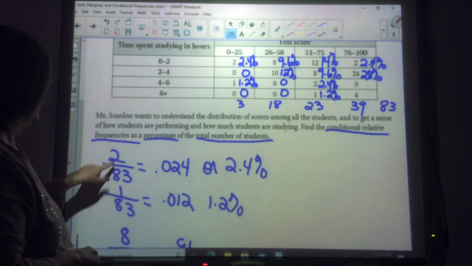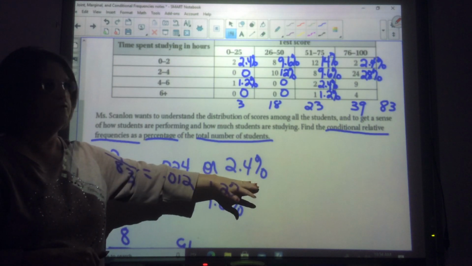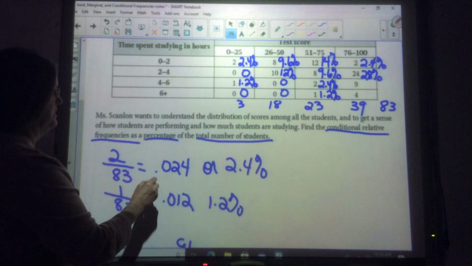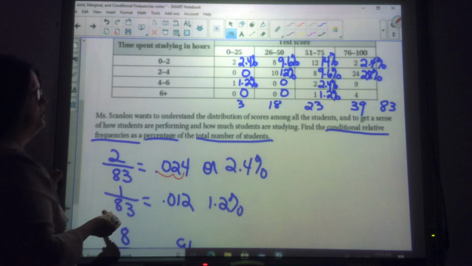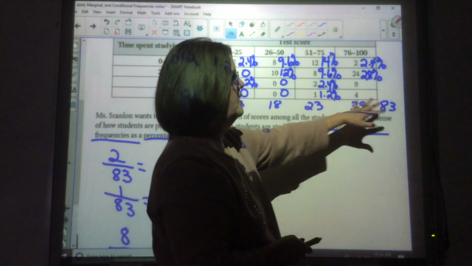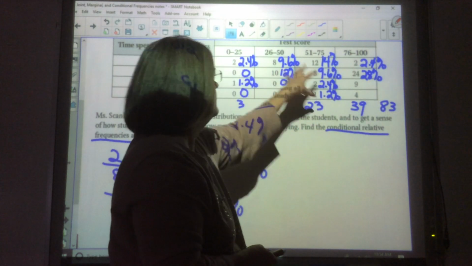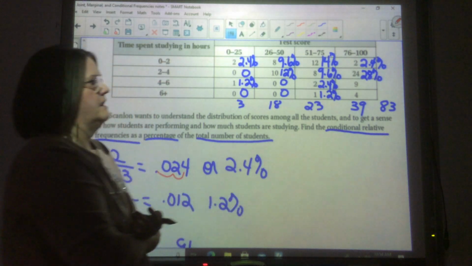So we're doing 2 out of 83, which is 0.024 or 2.4%. Remember to change a number to a percent, you move the decimal 2 places right. So that's what I've done here. 8 out of 83, because there's 83 total respondents. You add up all these numbers here. 12 out of 83, 2 out of 83.